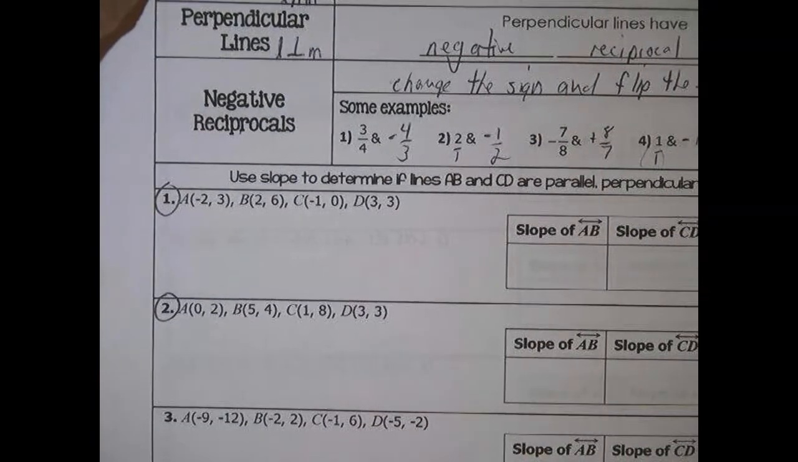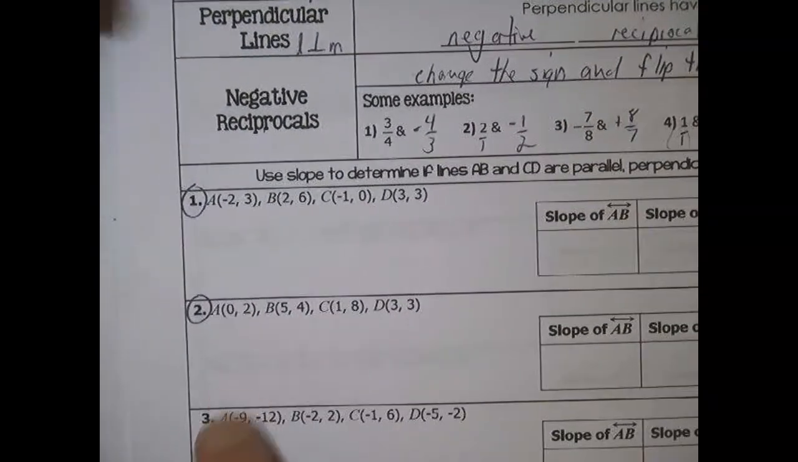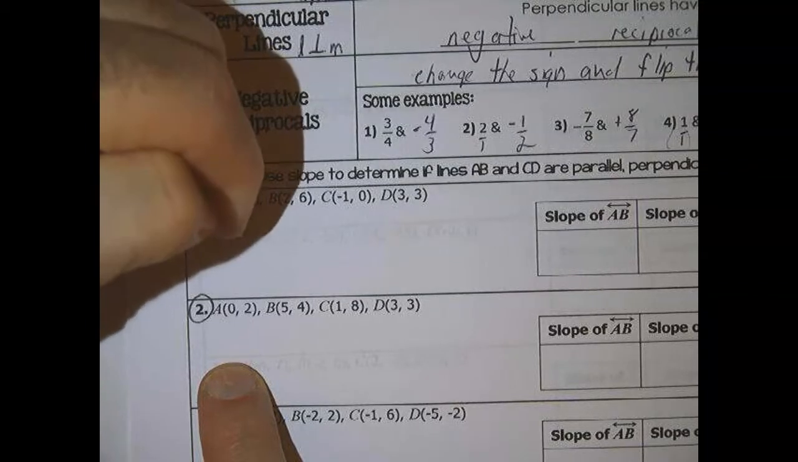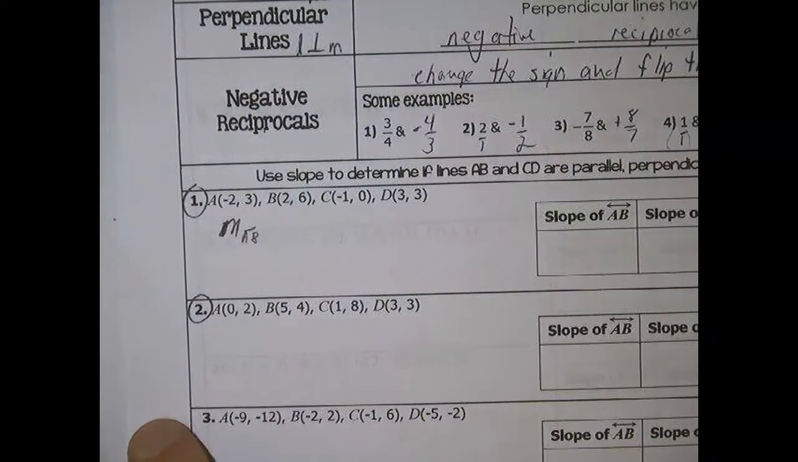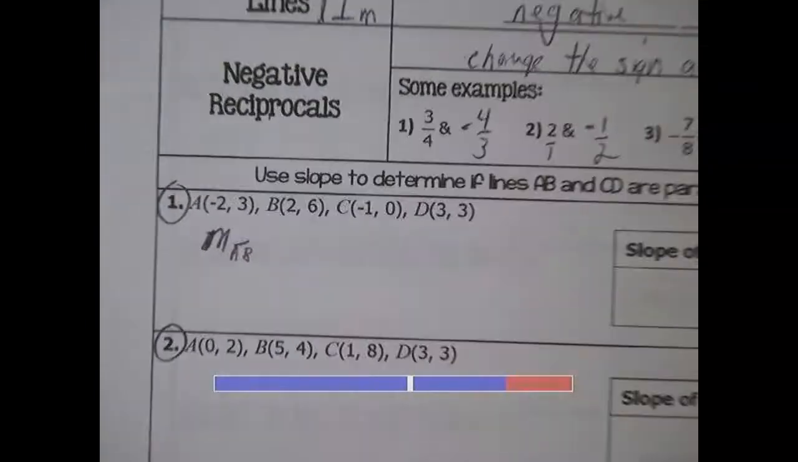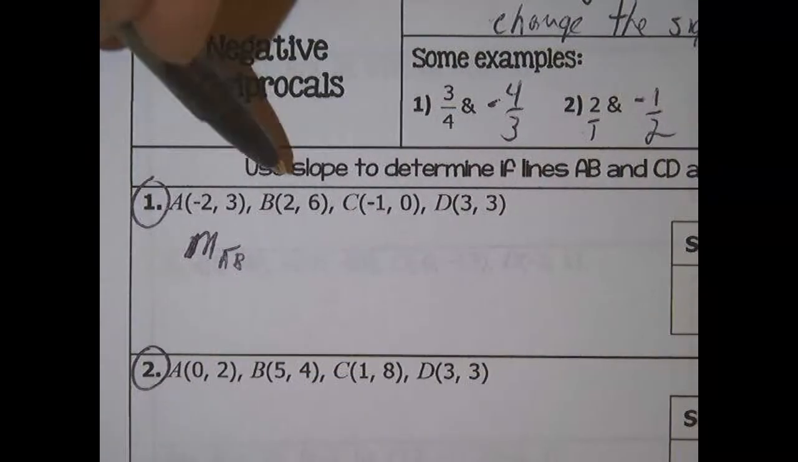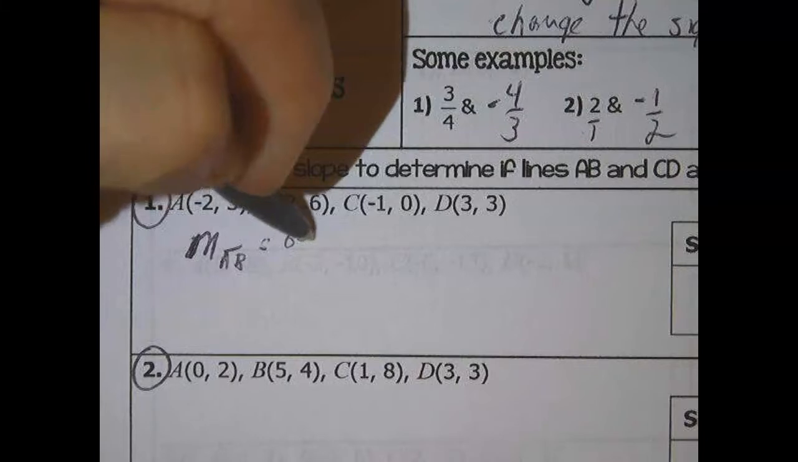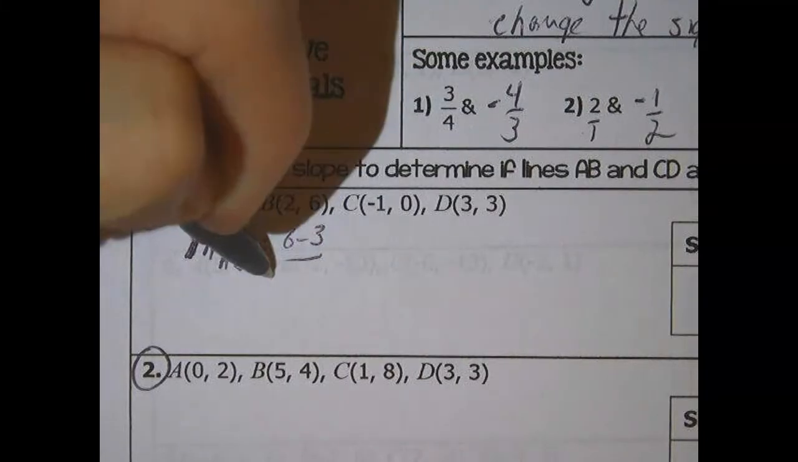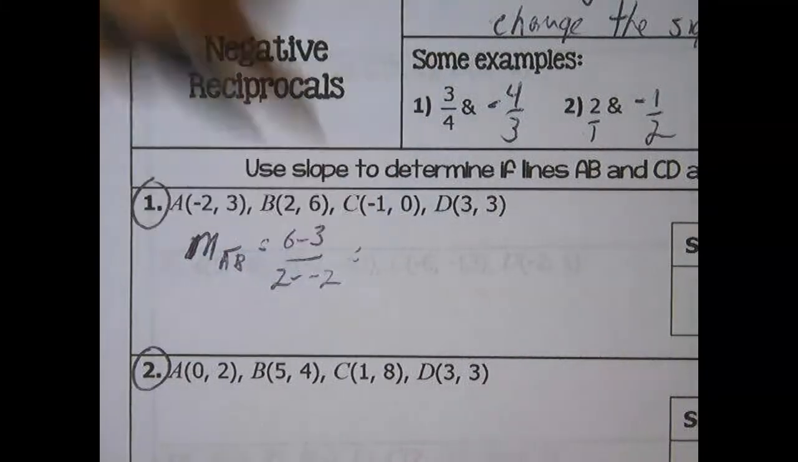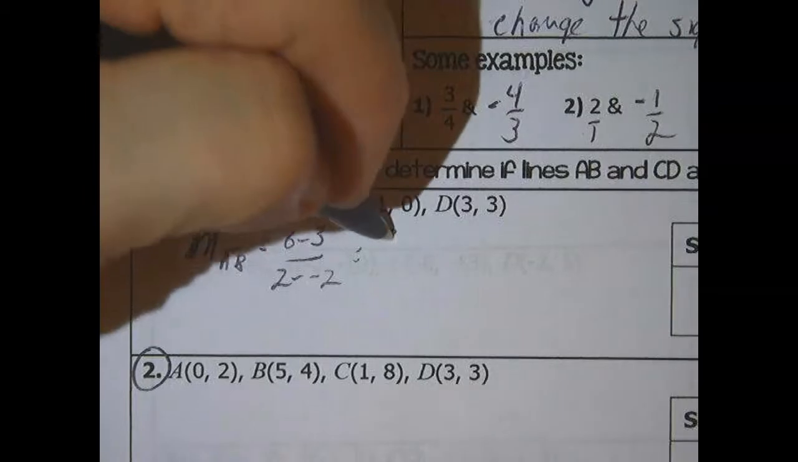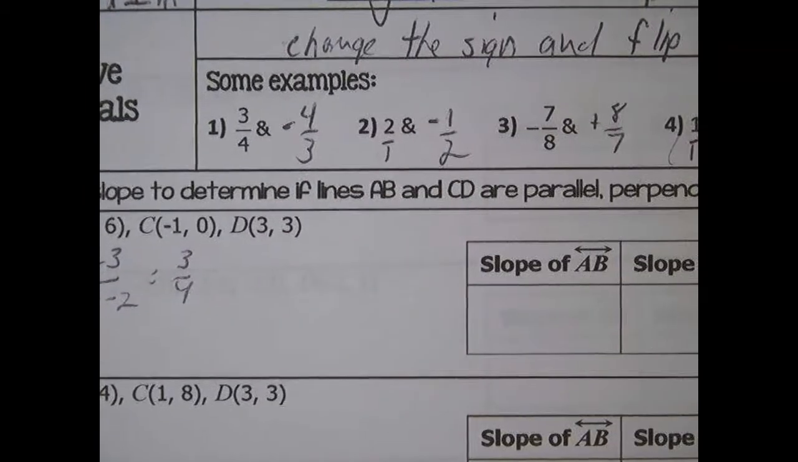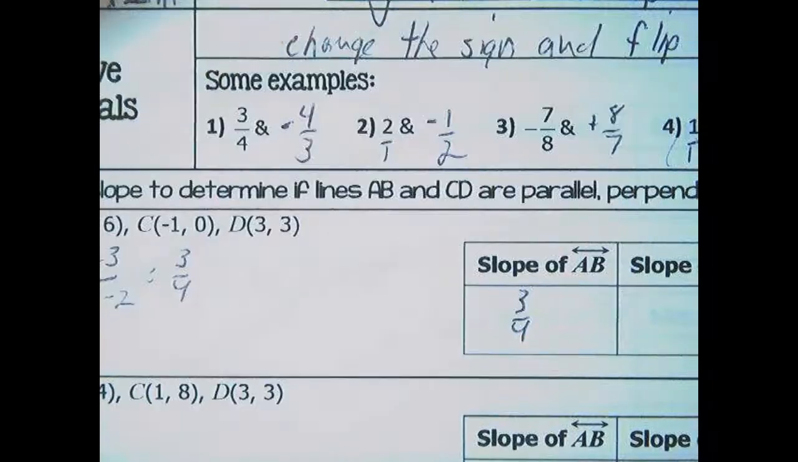All right, so let's first find the slope of AB. So I'm going to put here the slope is M, and I'm going to put a little subscript of AB. You don't have to do it like that, but I like to do it like that so I can remember what I'm doing. So for AB, the slope of these first two is going to be 6 minus 3 over 2 minus negative 2, and that is 3 over 4. That's it. That's the slope of AB. So I'm going to put that in here. The slope of AB is 3 over 4.